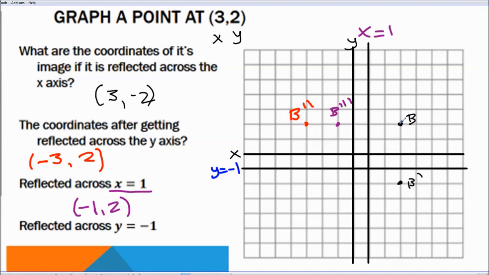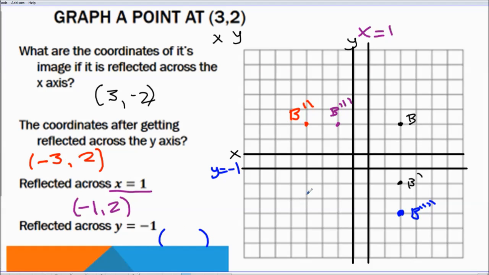So again, you're only looking at that line. So I'm going to reflect B across that. So 1, 2, 3 units away. 1, 2, 3 units away. Whatever it is on one side, it's the same on the other. And now I have B quadruple prime. Oh my goodness, that's getting way out of hand. Let's write our coordinates down.